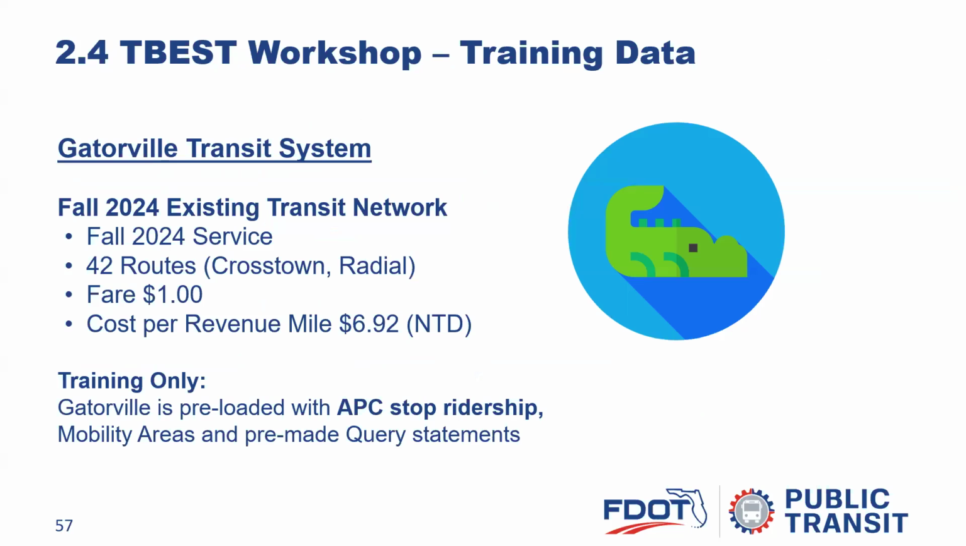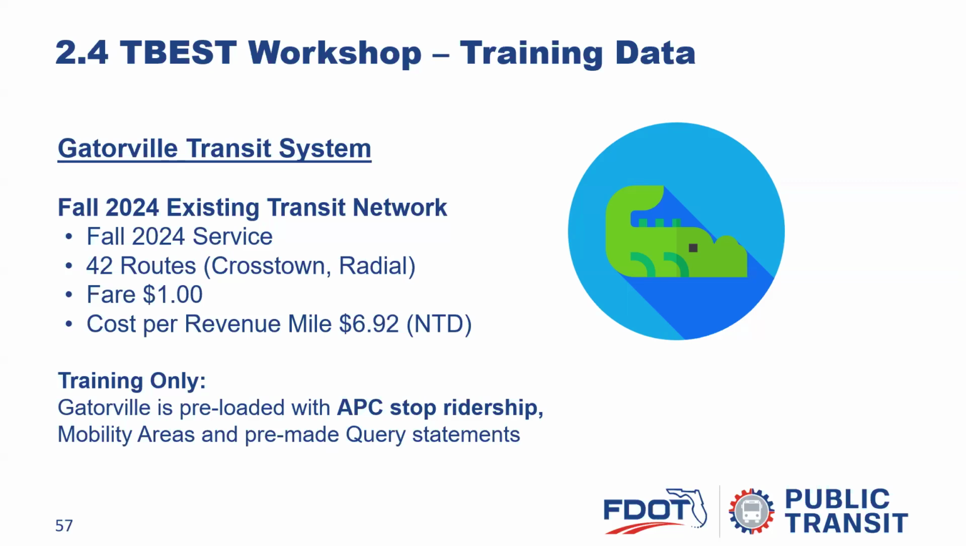So for our training data, we're going to be using the Gatorville transit system. That is the fall 2024 existing transit network. It has 42 routes in it. It's crosstown radial type routes. Its fare is $1. We extracted the cost per revenue mile from the NTD, and that's at $6.92. That's something we might want to consider updating as well, because it's a couple of years old if it's from the NTD.